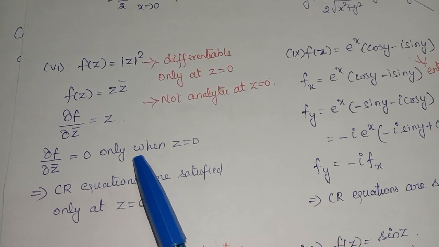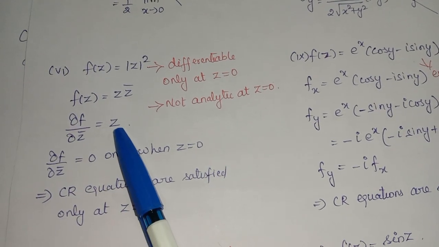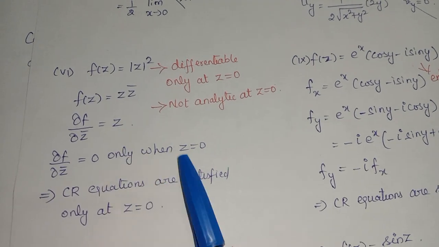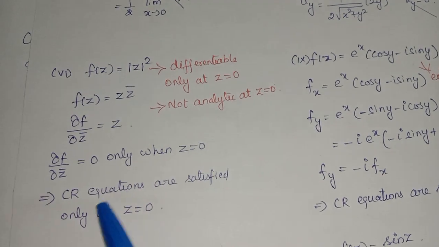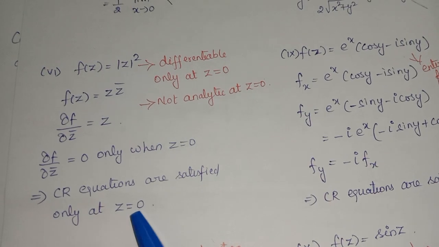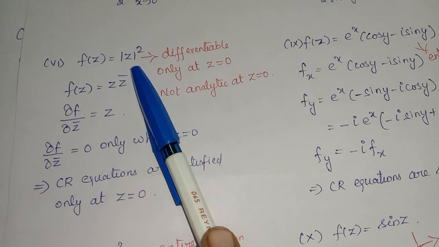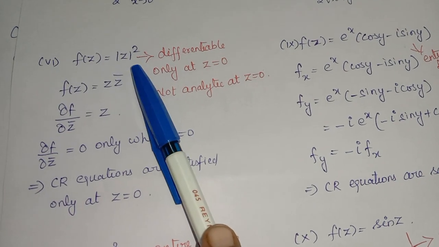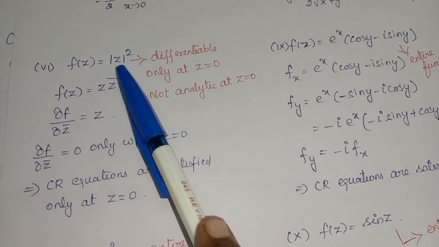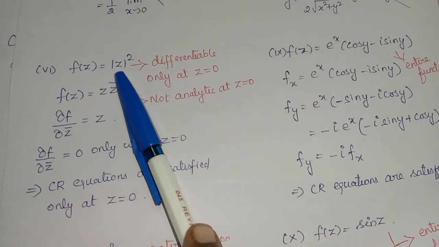Let us discuss this case briefly. See, we are getting dou f by dou z bar equal to z. This becomes 0 only when z equal to 0. At all other points it is not equal to 0. That means what? CR equations are satisfied only at the point z equal to 0. Okay. And then this is a polynomial only, no? Mod z square means what? x square plus y square. So polynomial means the partial derivatives are continuous. I am talking about only the z equal to 0 point. So at z equal to 0, CR equations are satisfied and the partial derivatives are continuous.